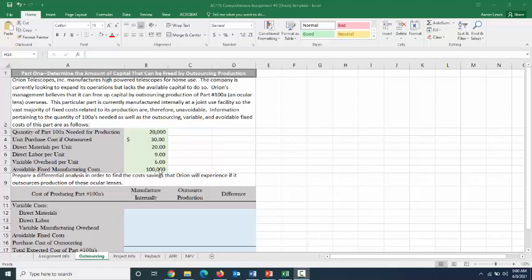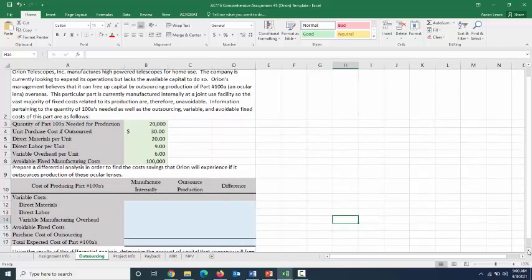So our first option is to continue to manufacture internally. Well, what costs will Orion Telescopes have to incur if they continue to manufacture these parts internally that they wouldn't incur if they outsourced? What costs are relevant to our decision making? Well, if we outsource, we're not going to have to pay for direct materials anymore.